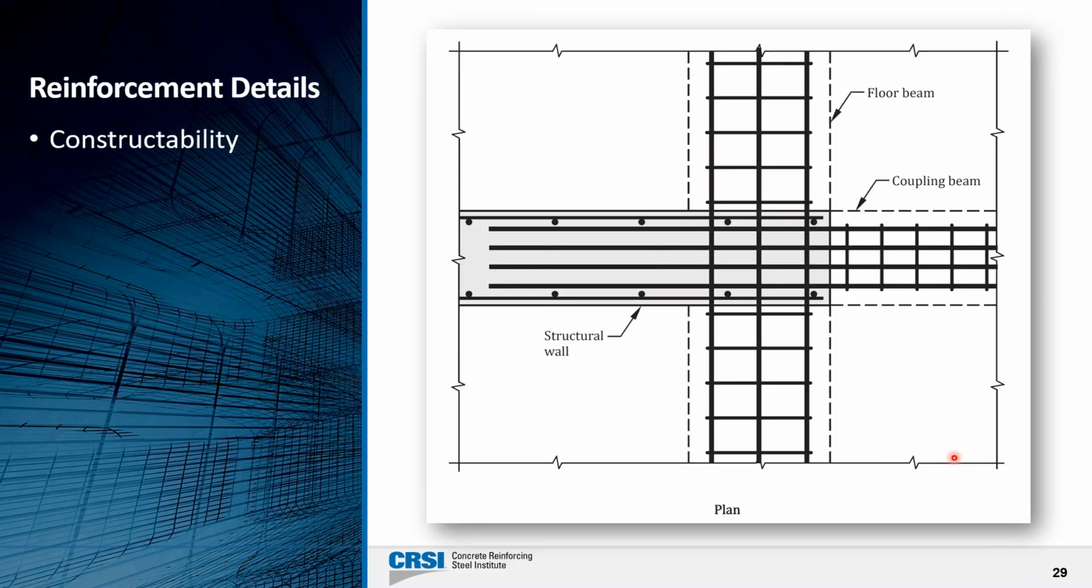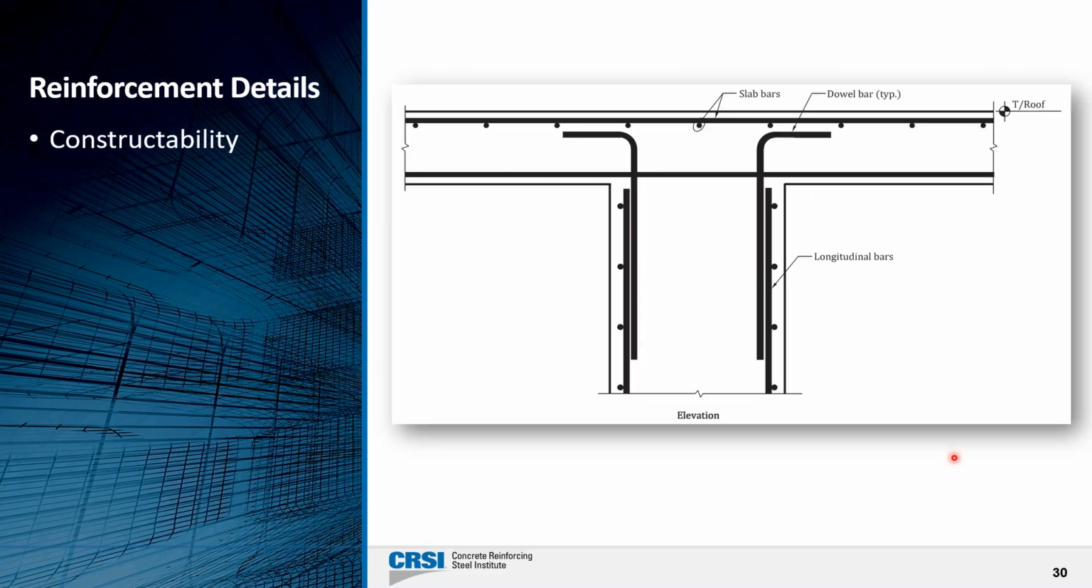And speaking of that, just wanted to show a couple slides. Take a look at the plan view of the structural wall. We have a coupling beam, we have floor beams framing into the wall. There's a lot going on in that joint where everything is intersecting. And needless to say, taking a second, third look at your bar size and spacing to make sure you have enough space to get the concrete in is certainly an important thing to do in this particular case.